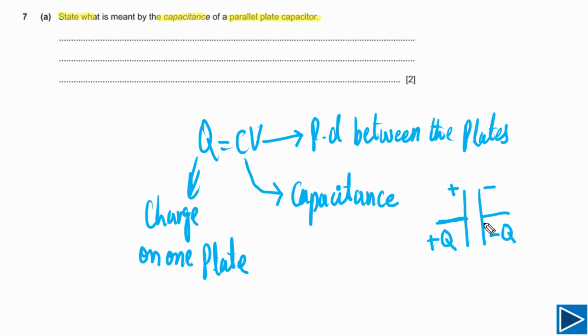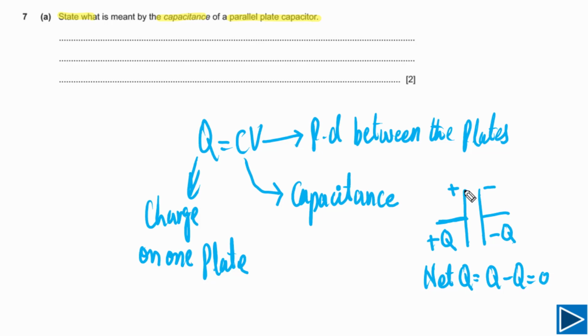If we look at the net charge on these two plates, that is plus Q minus Q, which is equal to 0. So it simply means that a capacitor does not store charge. A capacitor stores energy. Very important point.